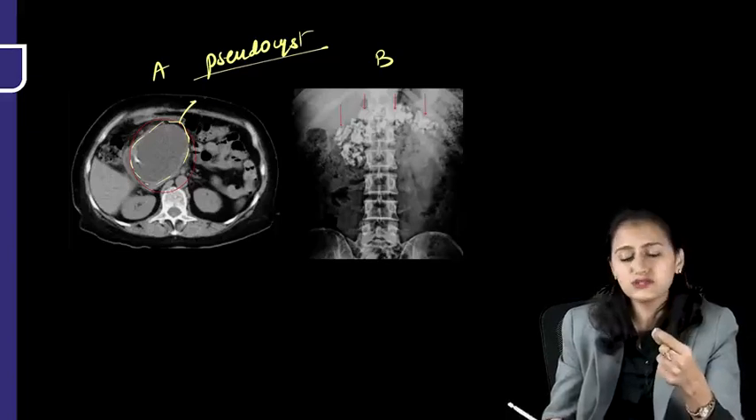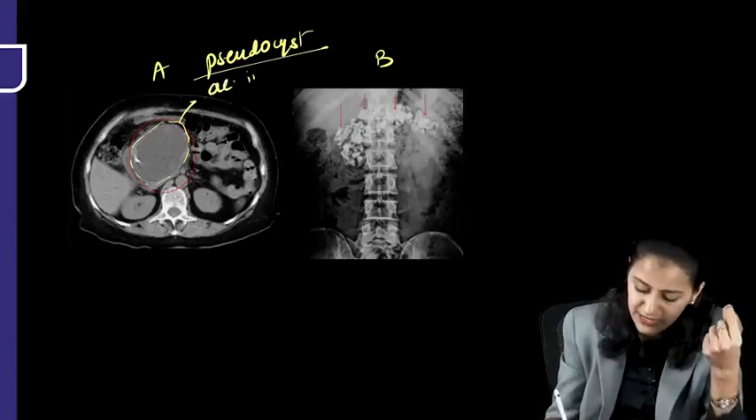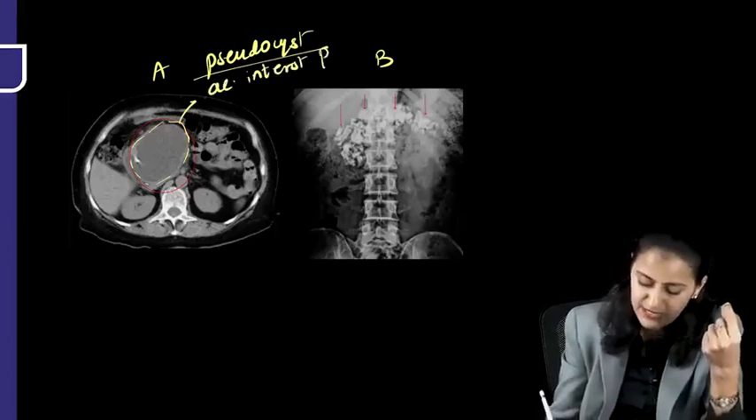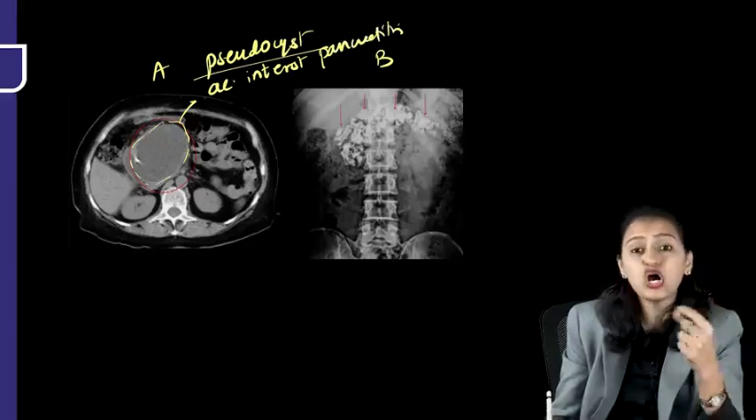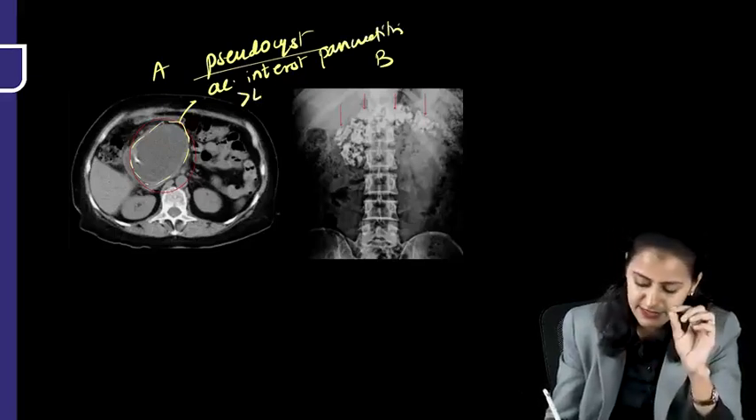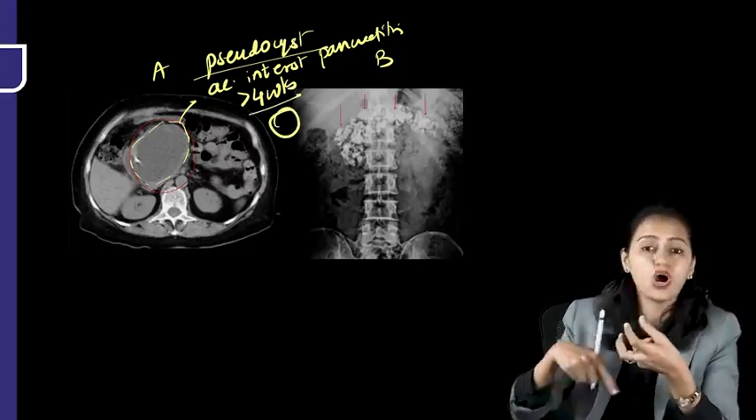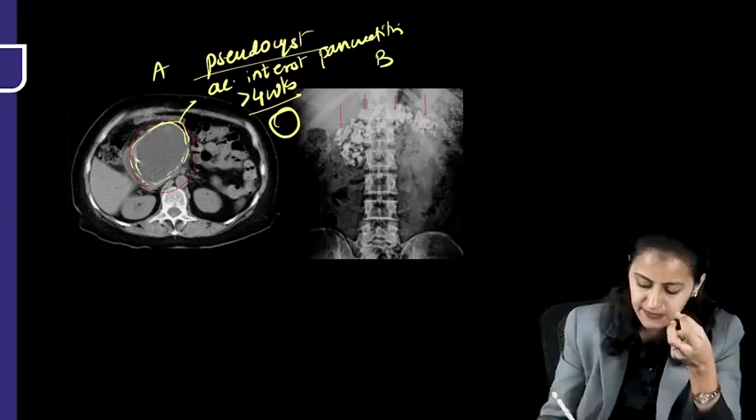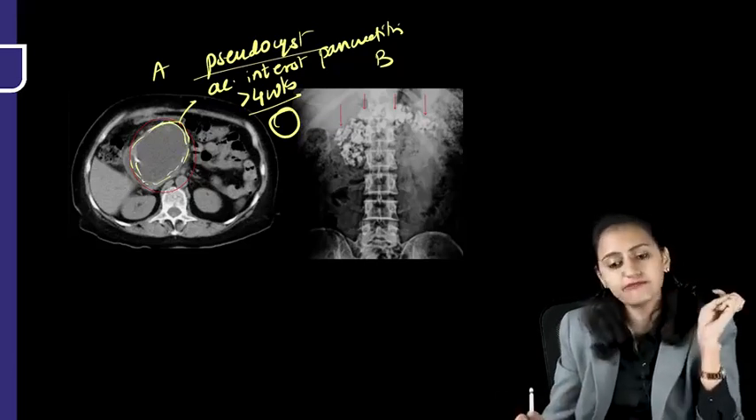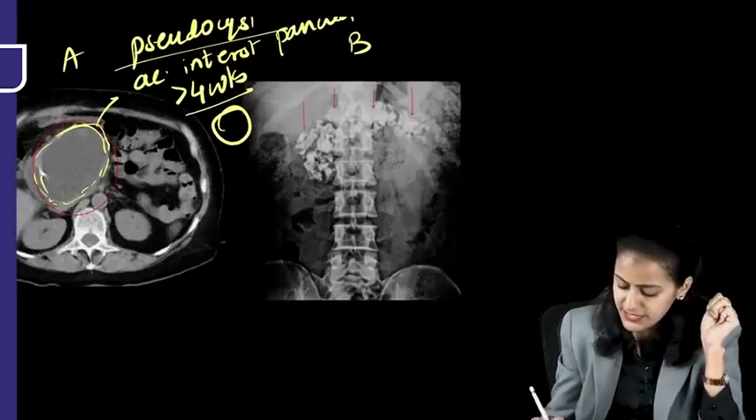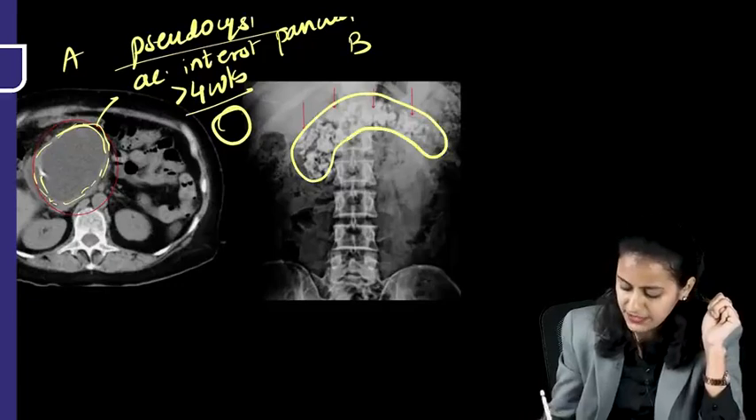When do you call it pseudocyst? When in acute interstitial pancreatitis, that means non-necrotizing pancreatitis, after 4 weeks, the fluid collection forms a wall around itself like this. Then it is called as pseudocyst of pancreas. This one here is along the pancreatic location.